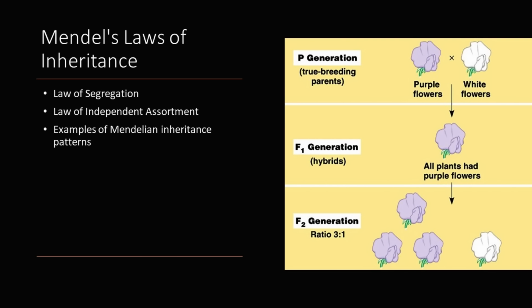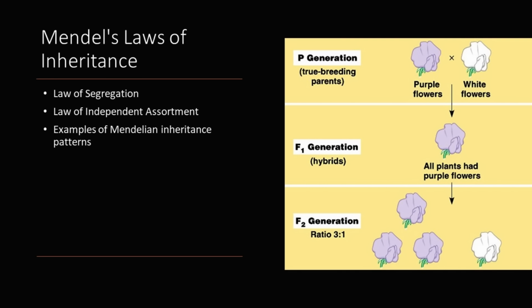Mendelian inheritance patterns. Mendel's laws give rise to specific inheritance patterns, including dominant-recessive inheritance, codominance, and incomplete dominance. Dominant-recessive inheritance occurs when one allele, the dominant one, masks the effect of another, while codominance results in both alleles being expressed equally. Incomplete dominance leads to a blending of traits, creating an intermediate phenotype in heterozygous individuals.